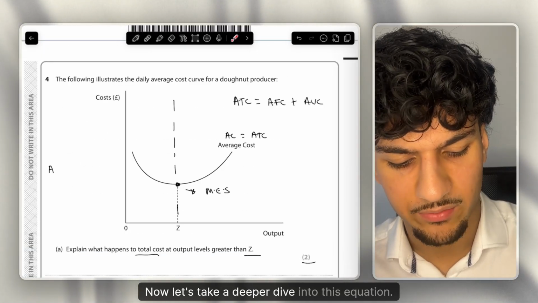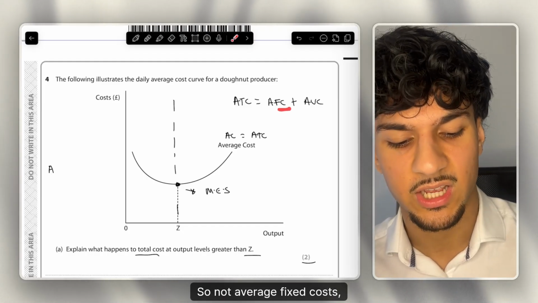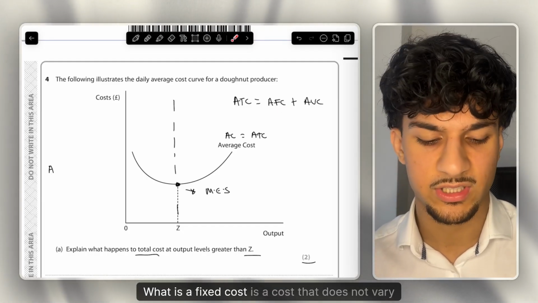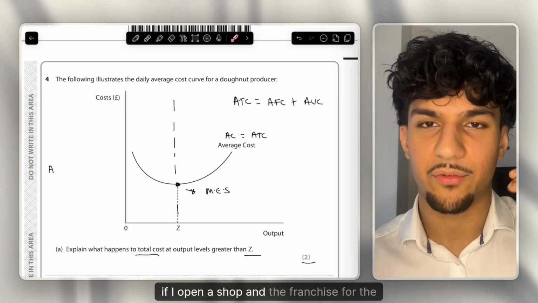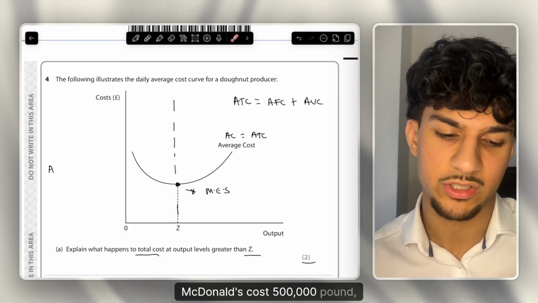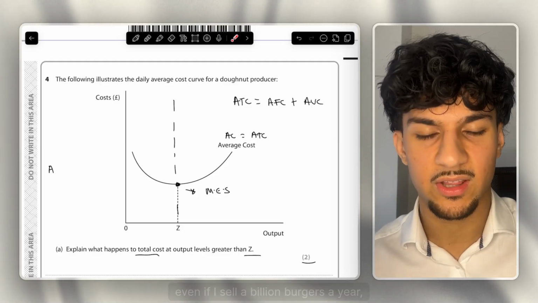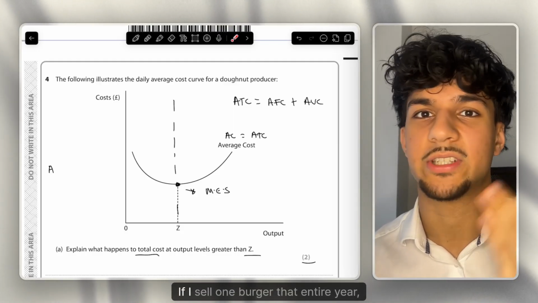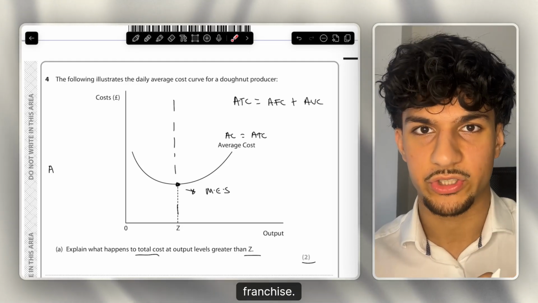Now let's take a deeper dive into this equation, and let's start with just fixed costs. So not average fixed costs, just fixed costs. What is a fixed cost? It's a cost that does not vary with output. For example, if I open a shop and the franchise for the McDonald's costs £500,000, that would be a fixed cost. As even if I sell 1 billion burgers a year, that will still be £500,000. If I sell one burger that entire year, I will still have to pay £500,000 for that franchise.